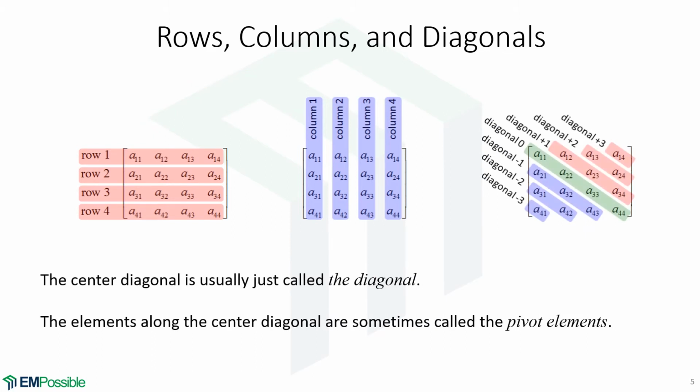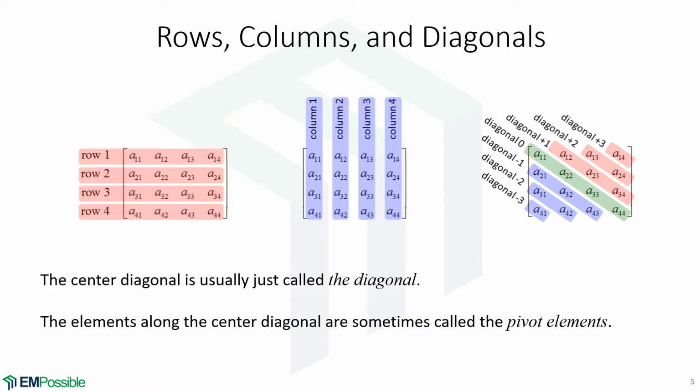We can also talk about the diagonals of the matrix. And the most important diagonal is the center diagonal, and we'll call that the 0 diagonal or diagonal 0. As we go upward, we'll have diagonal 1, diagonal 2, diagonal 3, and if it were a larger matrix, that would keep going. As we work down, we have diagonal -1, -2, -3, and this would keep going if it were a larger matrix. So we have rows, columns, and diagonals.